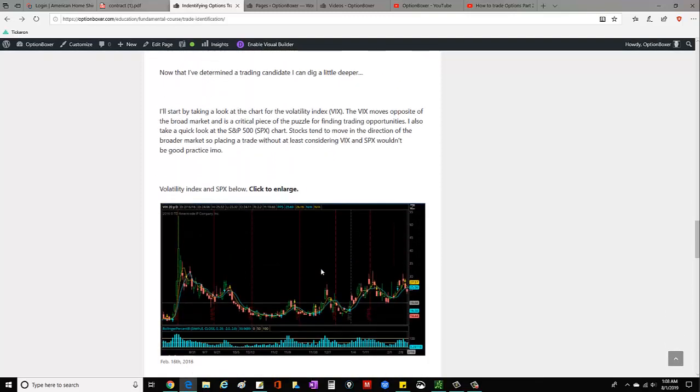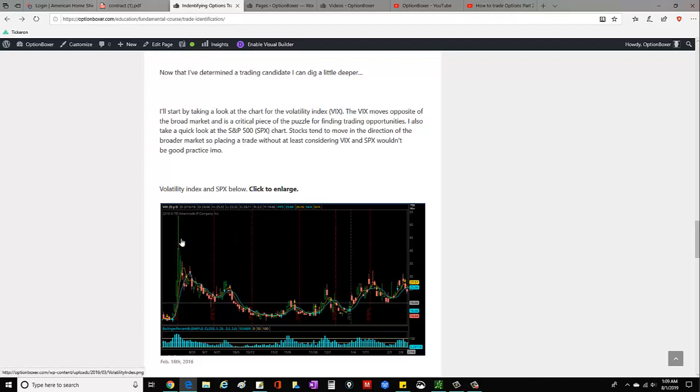Let's see. So going back down here. So now that we've determined a trading candidate, let's start digging in a little deeper. So I'll start by taking a look at the chart for the VIX. The VIX moves opposite of the broad market, so that's kind of important to know. When the VIX goes up, and by the broad market I mean the S&P 500 or the SPY. The SPX is just the cash index, but you can use either one. They both track the same thing, the S&P 500. The VIX moves opposite the broad market.